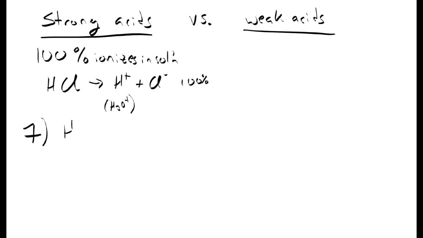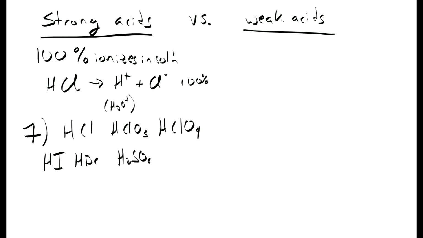HCl, HClO3, HClO4, HI, HBr, H2SO4, and HNO3. Hopefully you recall the names of those from learning about ionic and acidic nomenclature. Hydrochloric acid, hydroiodic acid, hydrobromic acid, chloric acid, perchloric acid, sulfuric acid, and nitric acid. Those are the 7 strong acids.